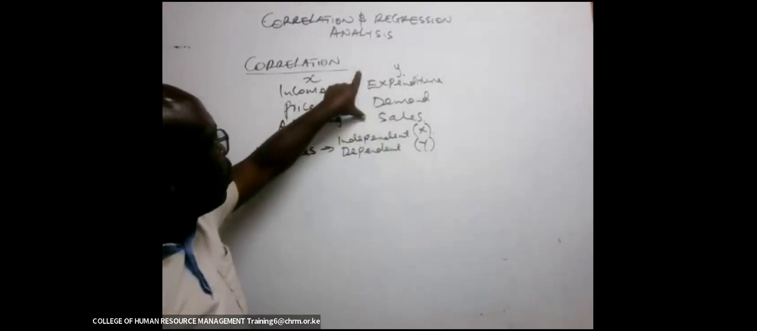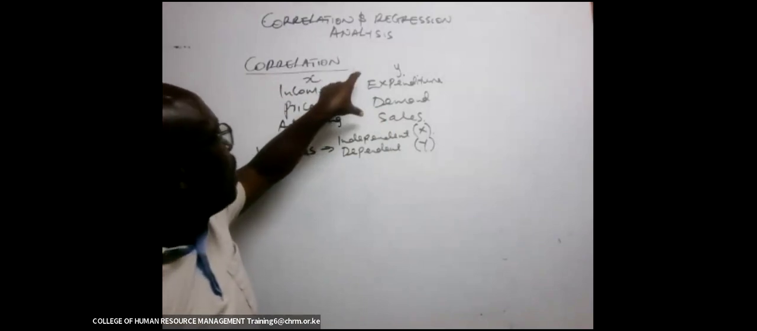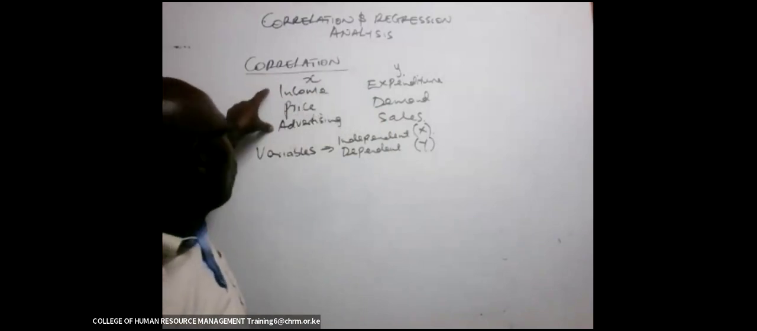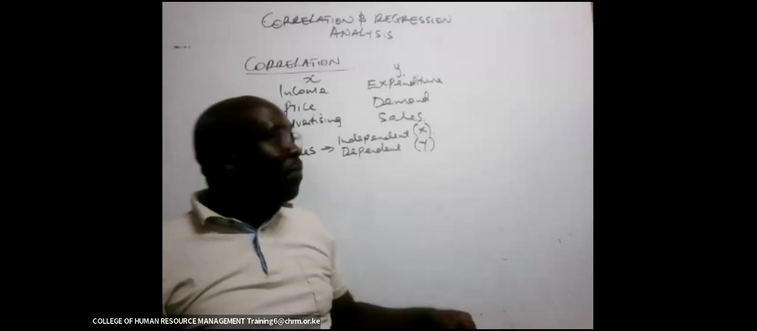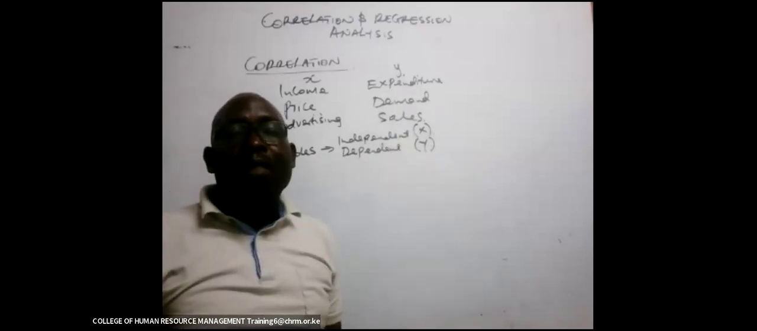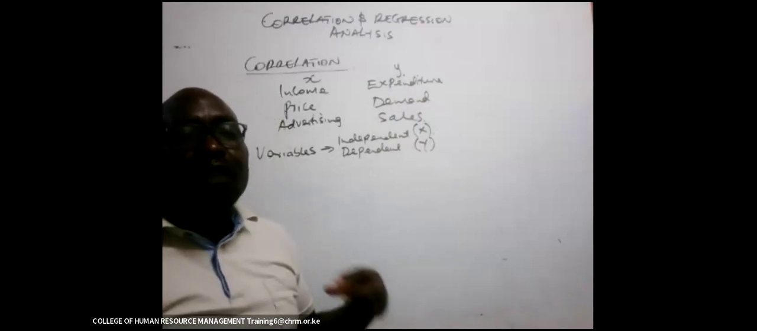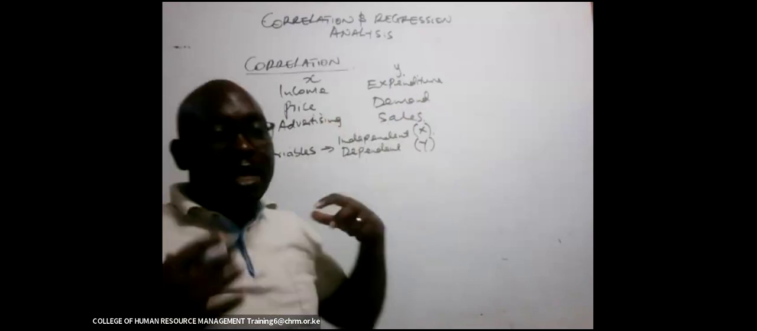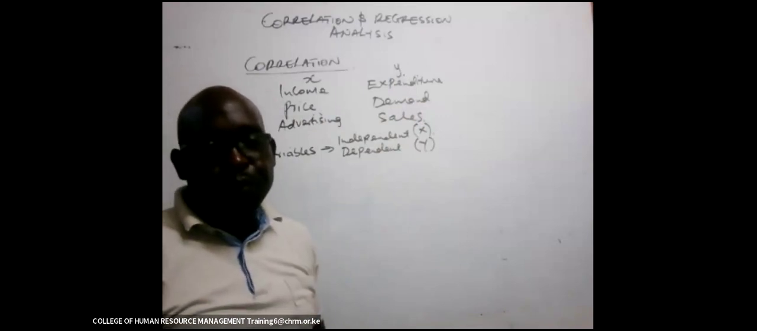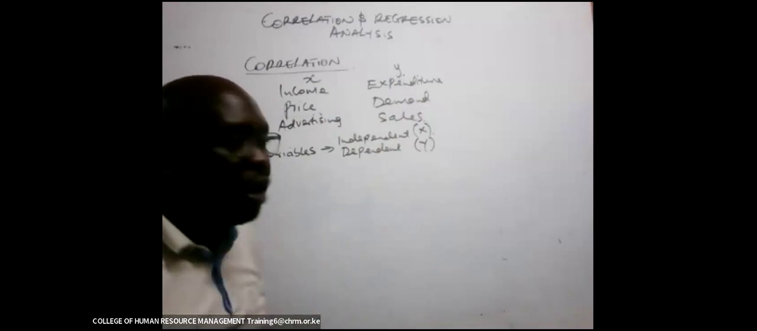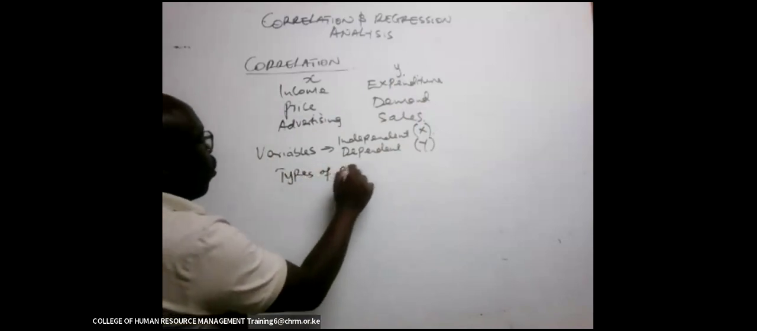So these variables that are affected by this are known as the dependent. In simple terms, they depend on this. And the ones that, once they are adjusted, will cause an adjustment to the other ones, we call them the independent variables. So the measure of how the two variables are interrelated is what we call the correlation. Then here we have the types of correlation.